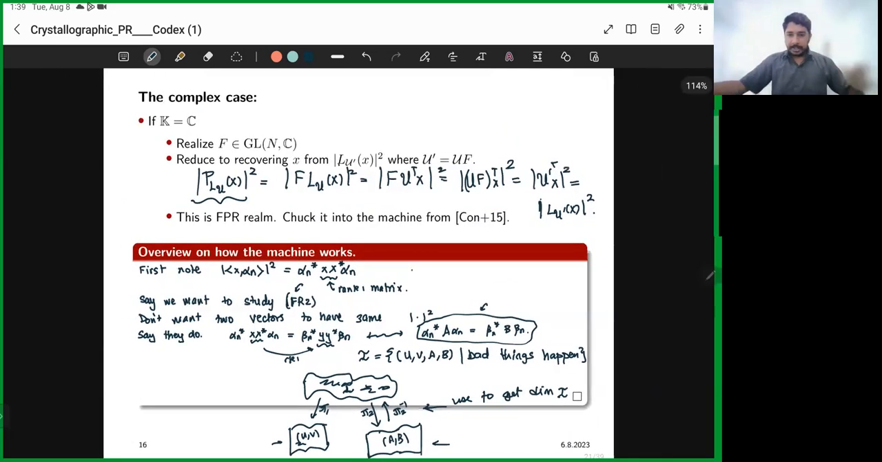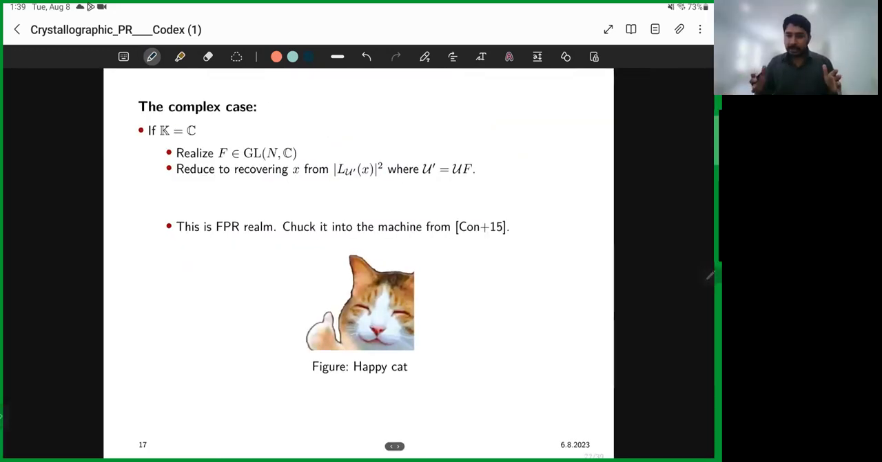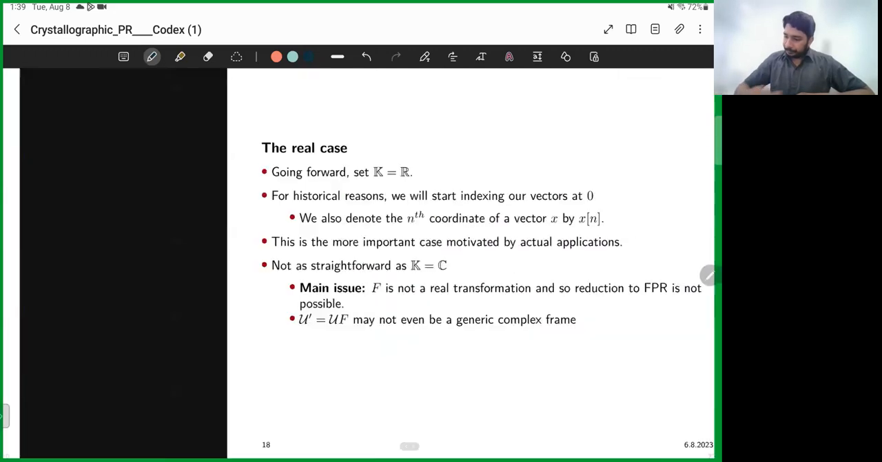And this helps us settle the problem. Oh, hopefully the bottom is visible. It's not visible because of the panel here, but hopefully that's visible to everybody else. But anyway, that's how the machine works. And then we've settled the problem for the complex case. And here's a happy cat so that we can take a small break before we jump into the real case, which is the more relevant one, right?